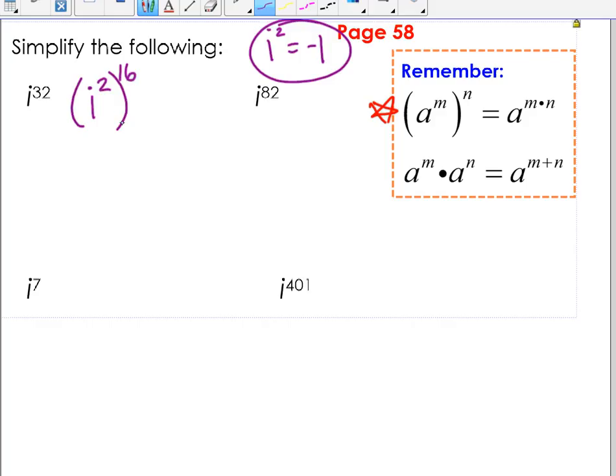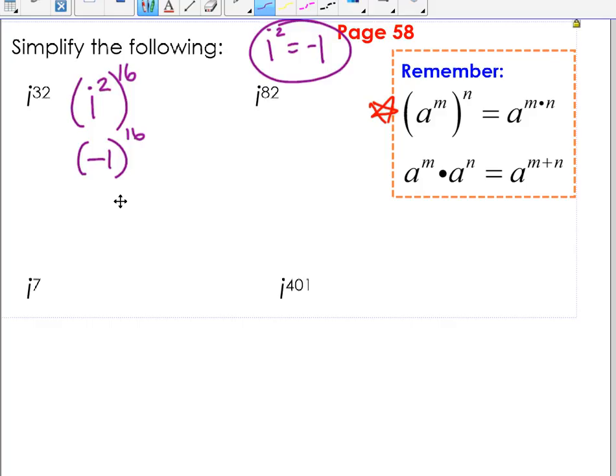Essentially all I've done is rewrite this in another way. And why did I do that? Well, I know i squared is negative 1, so this is negative 1 to the 16th. And now this is easy. Think about when you multiply 1 times 1 times 1 times 1, you're just going to end up with 1, no matter how many times you multiply it. Well, this is the same thing as saying negative 1 times itself 16 times.